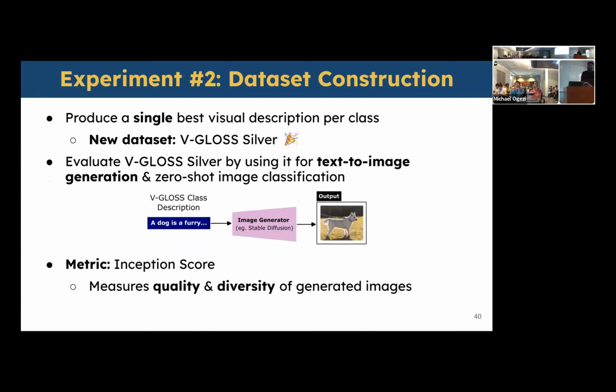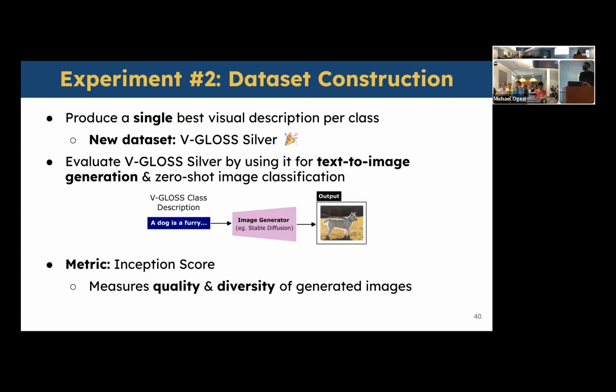So our second experiment is data set construction. So we ask ourselves, how do we produce a top description? So not an ensemble, just a single description, and see how good it is when we focus all our efforts into producing one single description. And this leads us to a new data set, right? And we can compare this data set with something like WordNet, for example, which uses just descriptions or something like that.